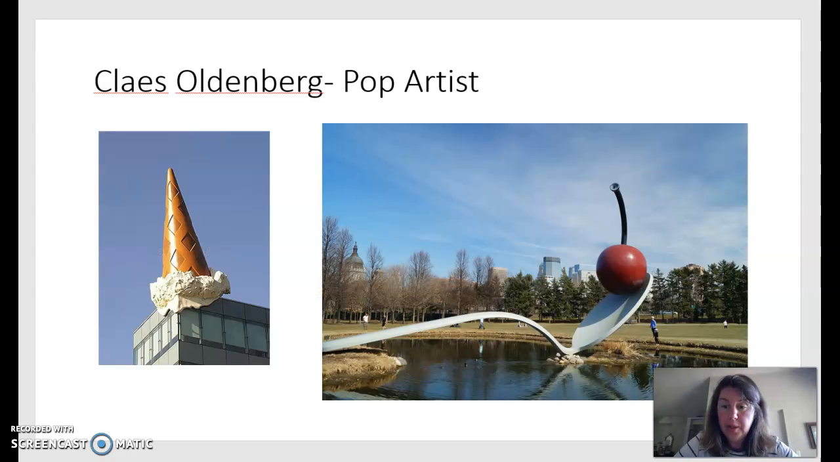And the artist that we're going to look at today, who is a sculptor, is called Claes Oldenburg. He is a pop artist from America. Now, his works are quite interesting, aren't they? That's a building, and that is a giant ice cream cone, and it looks like it's fallen on the building. This one over here is made out of metal and probably fiberglass, and it's a giant spoon with a cherry on top. Pretty funny, eh?